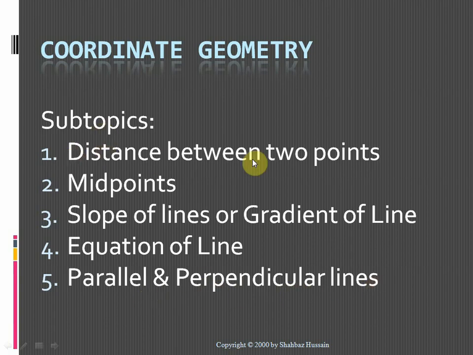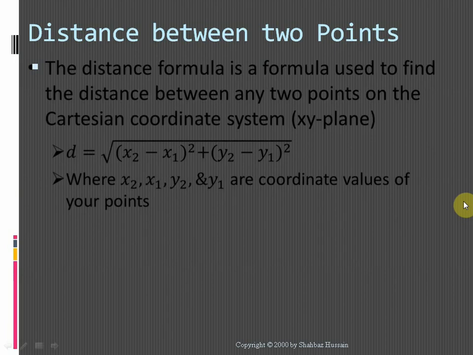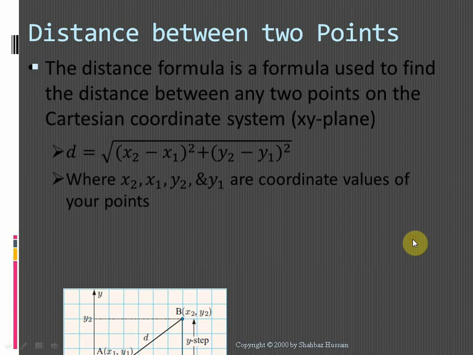So starting from the first, distance between 2 points, we go for the distance formula. The distance between 2 points is found in the xy plane, the Cartesian plane. Cartesian plane means x-axis and y-axis, a 2D plane. The distance between 2 points is the square root of x2 minus x1, plus y2 minus y1. Now you are thinking, what is x2 and what is x1? So we have a graphical representation.